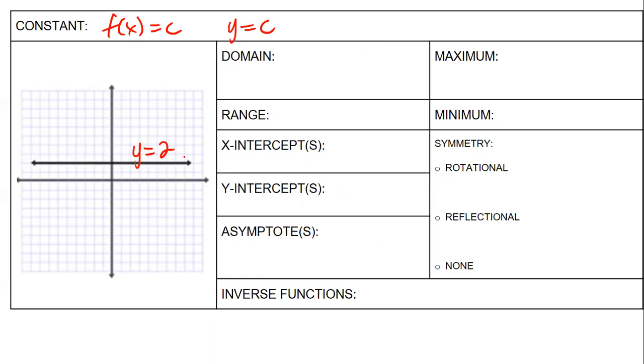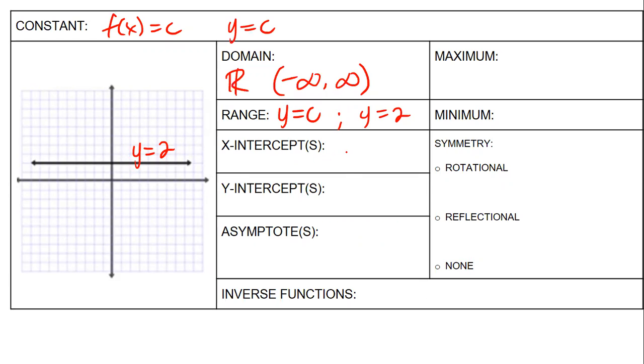And now we're going to describe the domain. So from left to right, what is happening? All real numbers, right? It goes from negative infinity to positive infinity. What about my range? Your range is whatever your C value is. But for this graph, it is y equals 2. That's all. Y is nothing else but 2. Do I have any other y values? No, I do not.